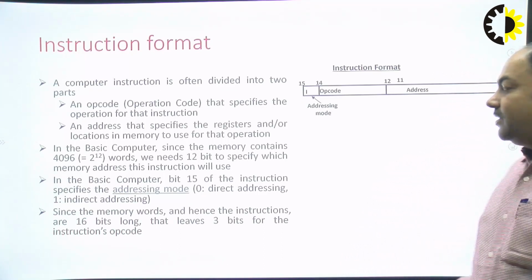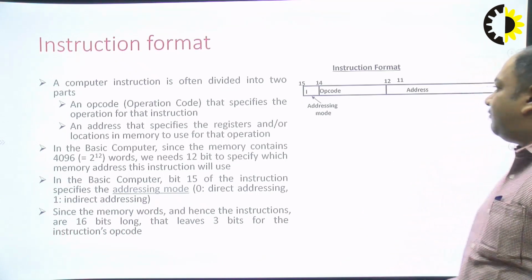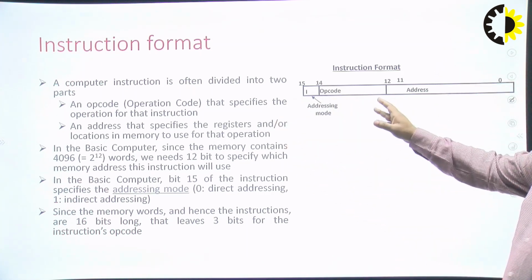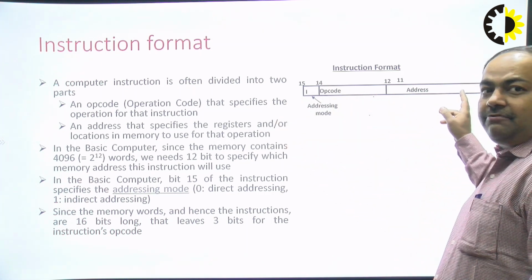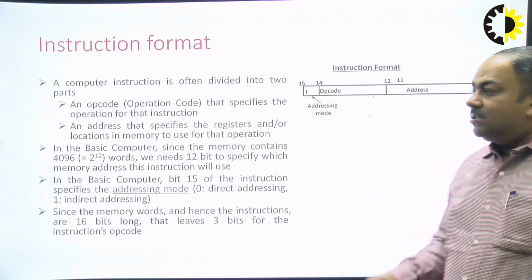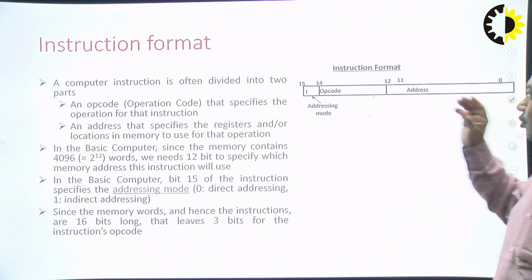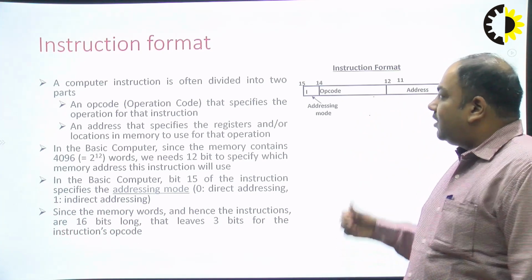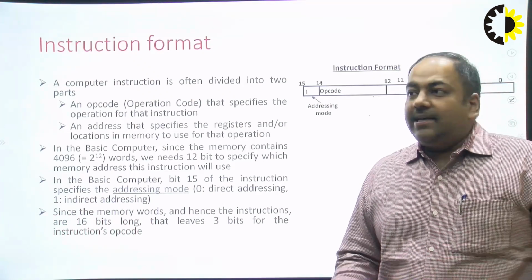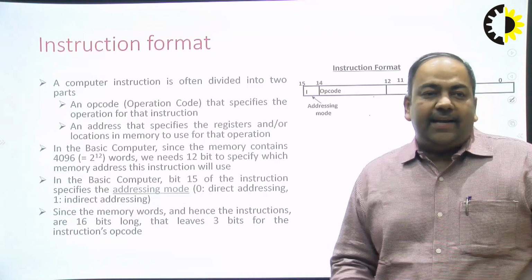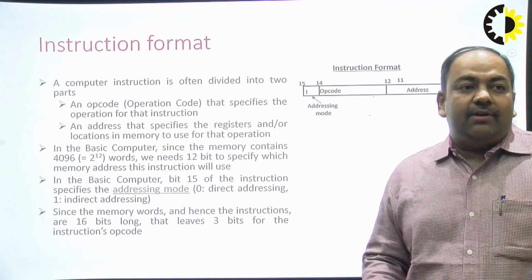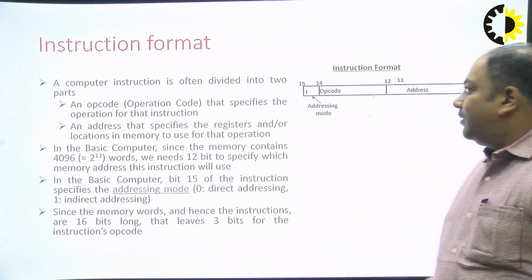What does the instruction format constitute? Instruction format has three parts. First part is the addressing mode, second is the operation code, and third is the address. Address is the memory address. It is of 15 bits, in which the first 12 bits constitute the address, 2 bits the operation code, and 1 bit the addressing mode. In which addressing mode does it happen? There are 7 or 8 types of addressing mode, like direct and indirect addressing mode. So 0 represents direct addressing and 1 represents indirect addressing.